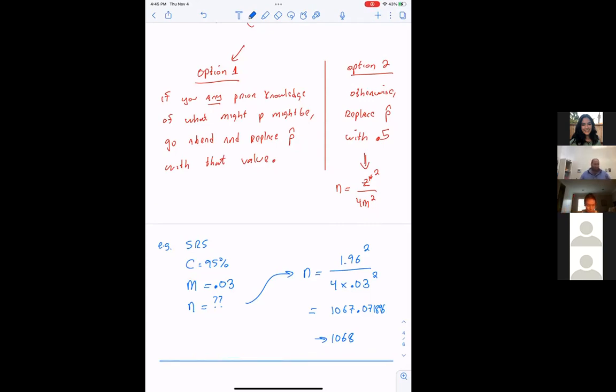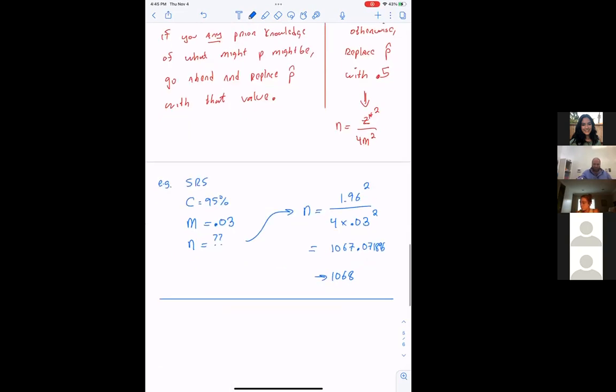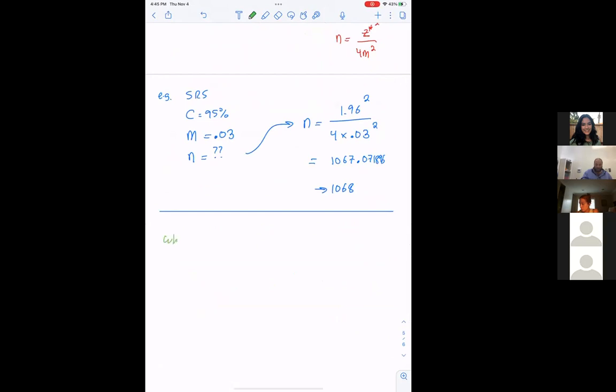Questions on that so far? All right. So next question. What if n p-hat and n times 1 minus p-hat are not both greater than or equal to 10?